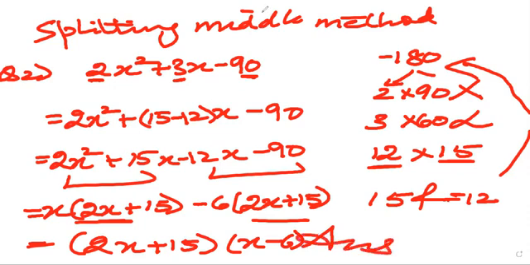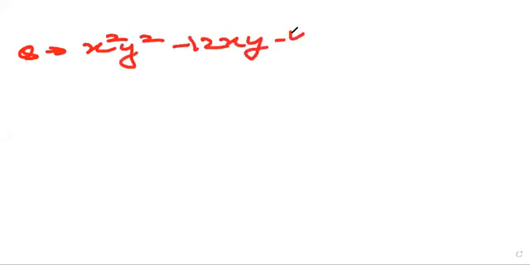Okay, so be careful about your splitting the middle term. Let us discuss the last question based on the splitting the middle term. Now, children, let's discuss another question. It is x square y square minus 12xy minus 45.